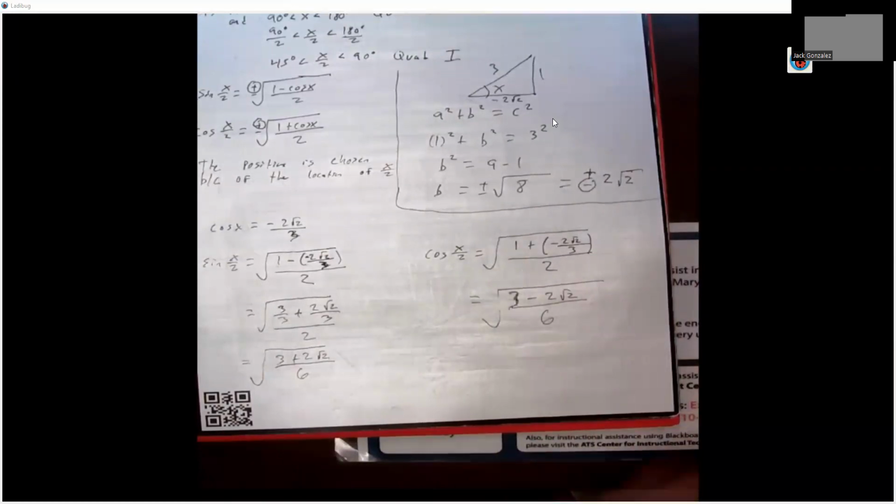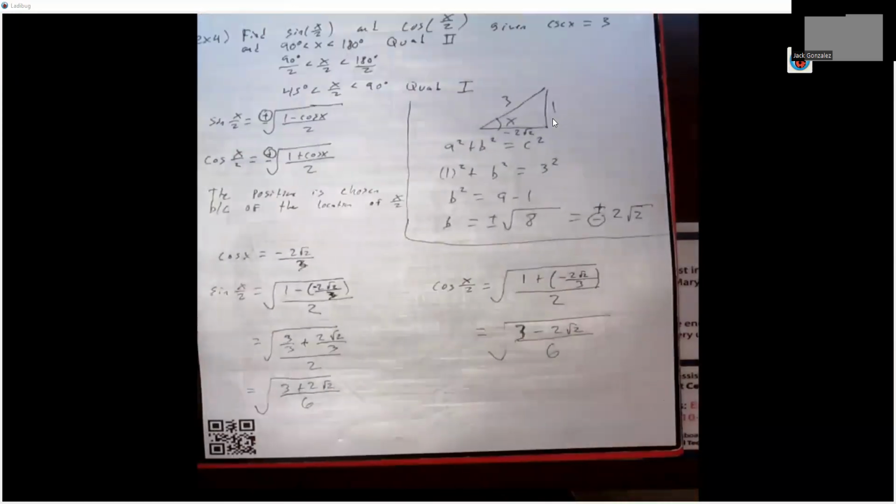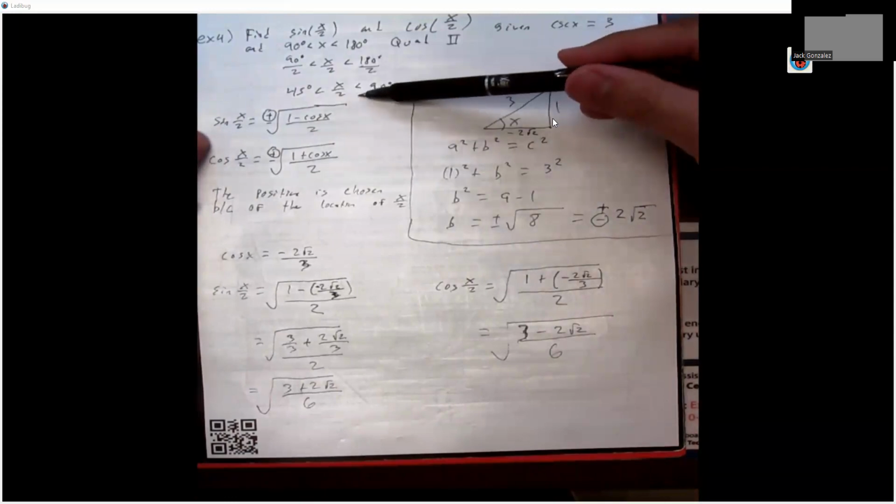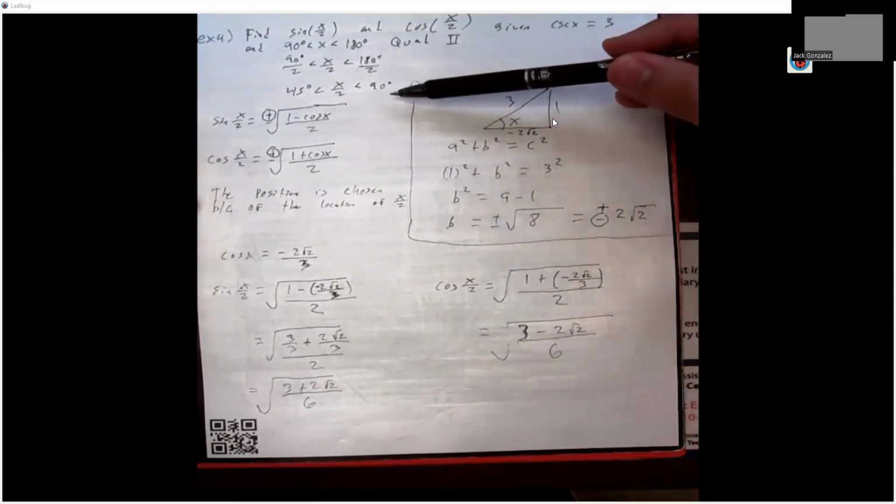But what really matters, right? Can you choose the right signs for the formulas? Do you see how we figured out what quadrant the half angle was in? Right, that's the new stuff. Fraction stuff, that's whatever. Does it make sense though, the concept?